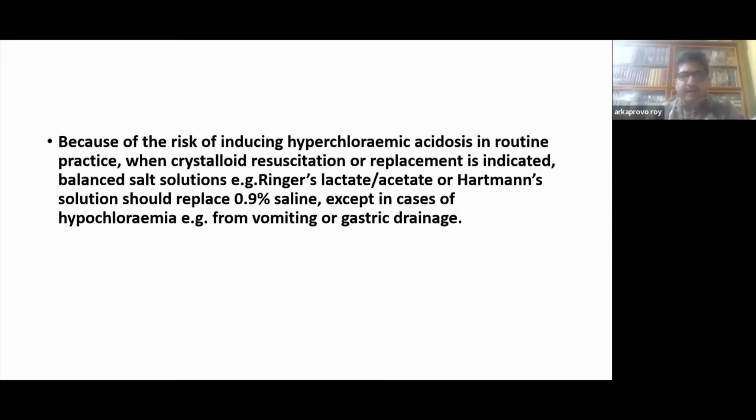Because of the risk of inducing hyperchloremic acidosis in routine practice, when crystalloid resuscitation or replacement is indicated, balanced salt solutions, for example Ringer's lactate or acetate, should replace 0.9% saline, except in cases of hypochloremia, like from vomiting or gastric drainage.